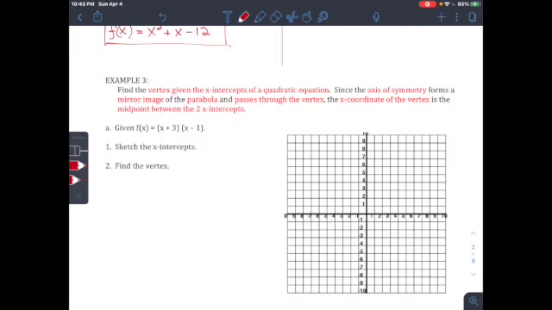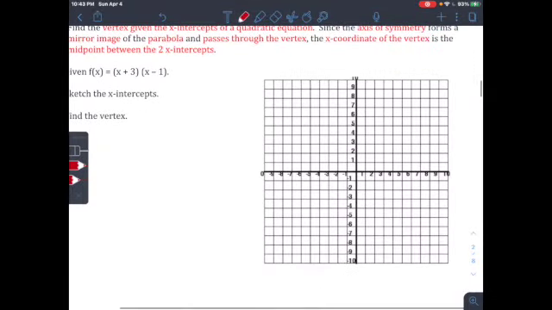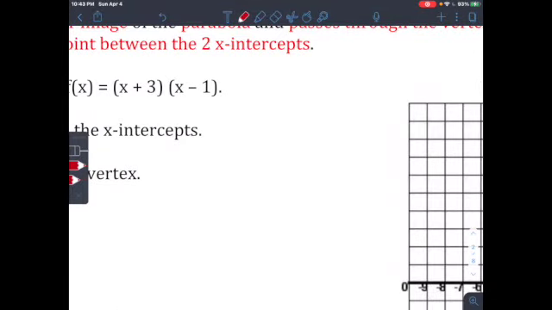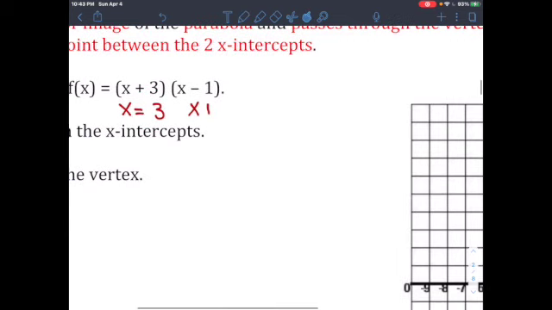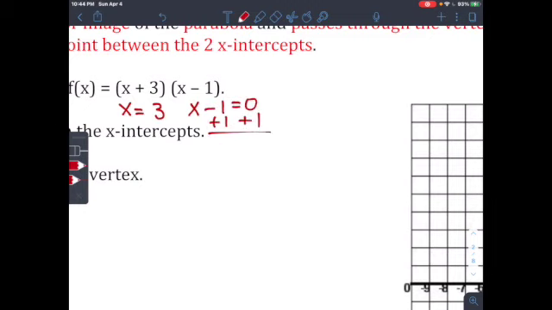Example number 3. Find the vertex given the x-intercepts of a quadratic equation. Since the axis of symmetry forms a mirror image of the parabola and passes through the vertex, the x-coordinate of the vertex is the midpoint between the two x-intercepts. So what that means is I can just write here real quick, graph x plus 3, which is just the opposite, so that's x equals -3, and x minus 1 is the opposite, x equals 1. Now if you need to, with a little bit different forms, you can solve it. That's just x minus 1 equals 0, plus 1 plus 1, and x equals 1.